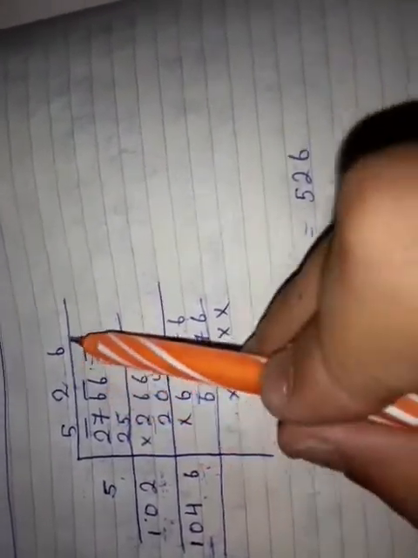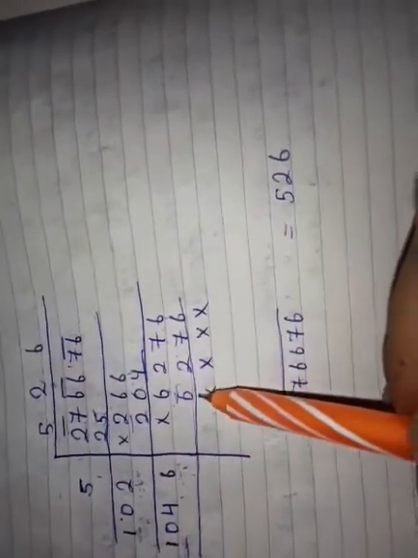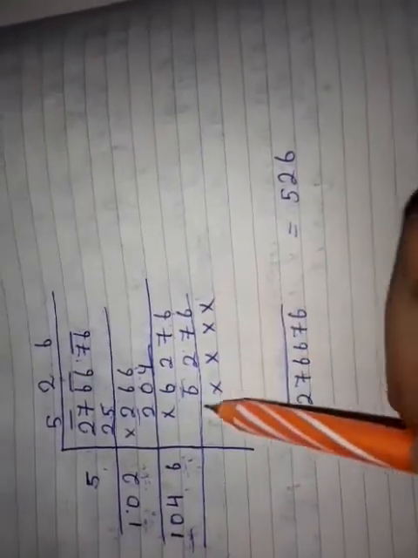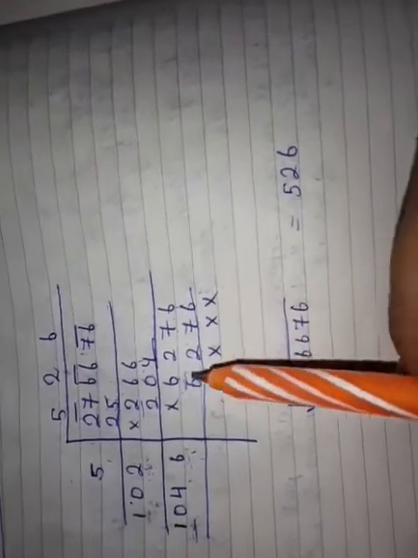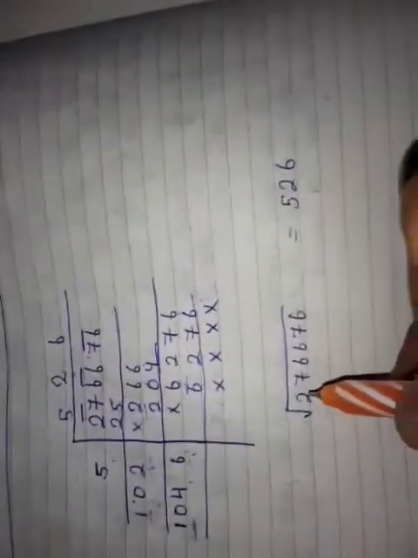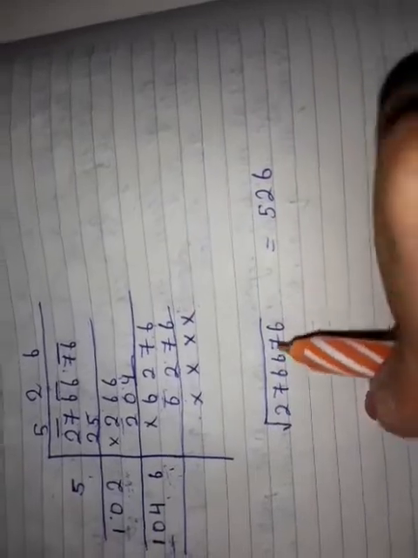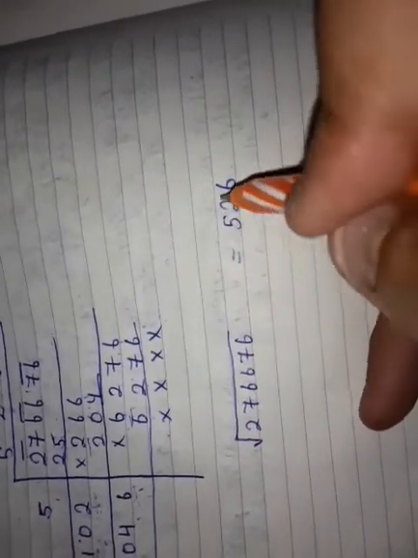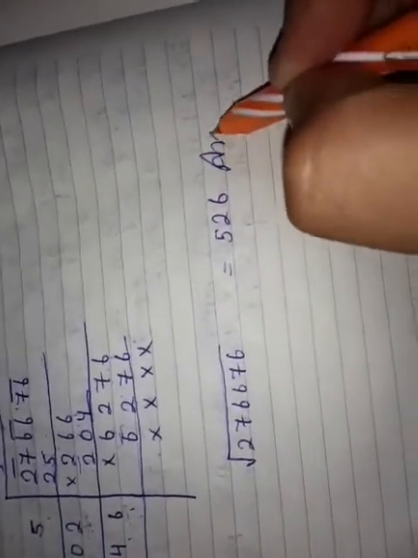Here we have also written 6. Then here also you have to write 6. Okay. 1046 into 6 gives 6276, and no remainder is left behind. Therefore, the square root of 276676 is 526 as the answer.